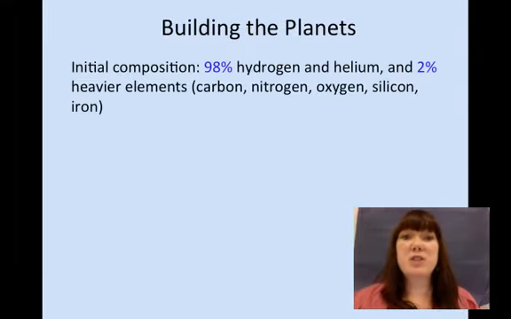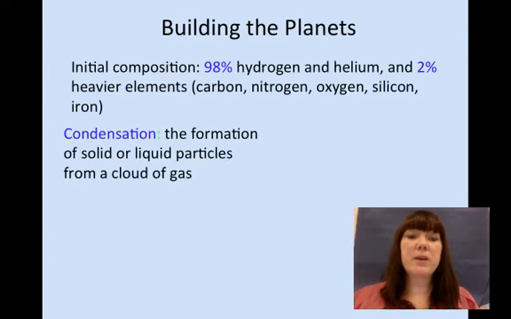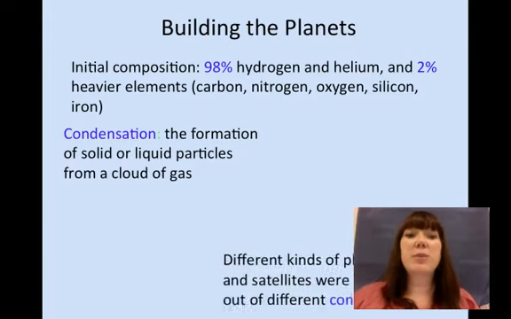The initial composition of the solar nebula is mostly hydrogen and helium and only a tiny, tiny bit of heavier elements. The first process that started happening is called condensation, and this is when those gaseous particles start forming into solids. That word should be a little familiar to you, right? We know that water vapor can condense into the liquid form, and it can also condense into a solid form. So this is when those gases start to condense. That is the very first step in planetary formation.